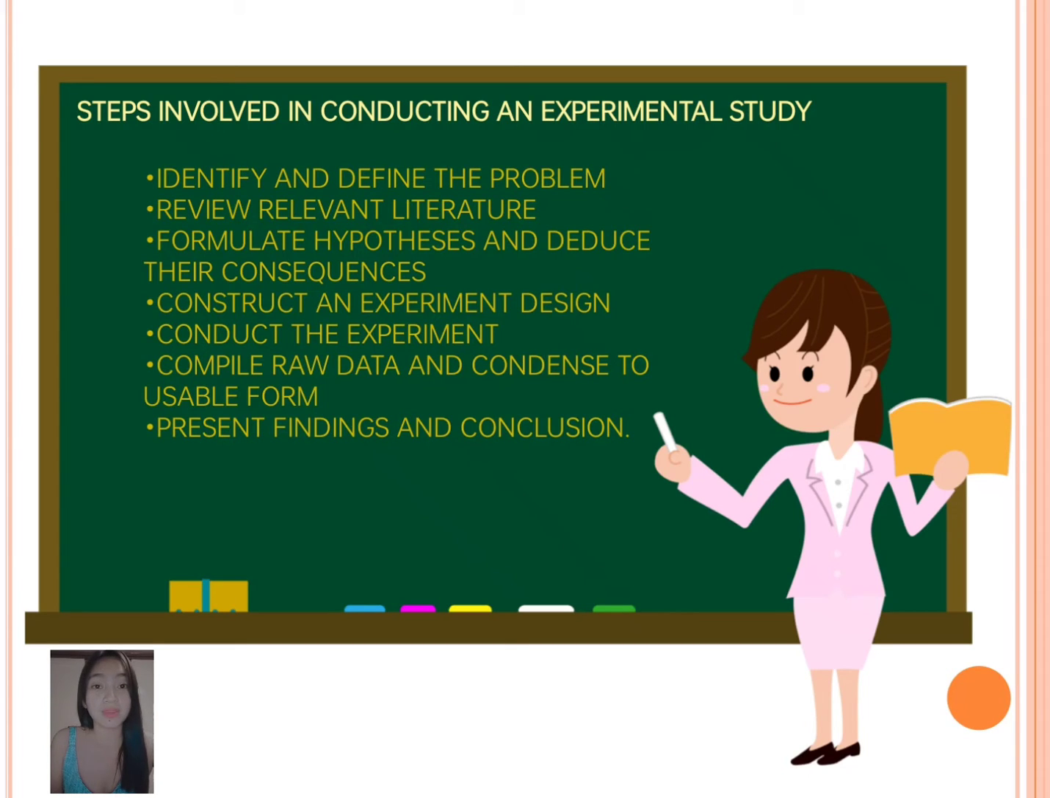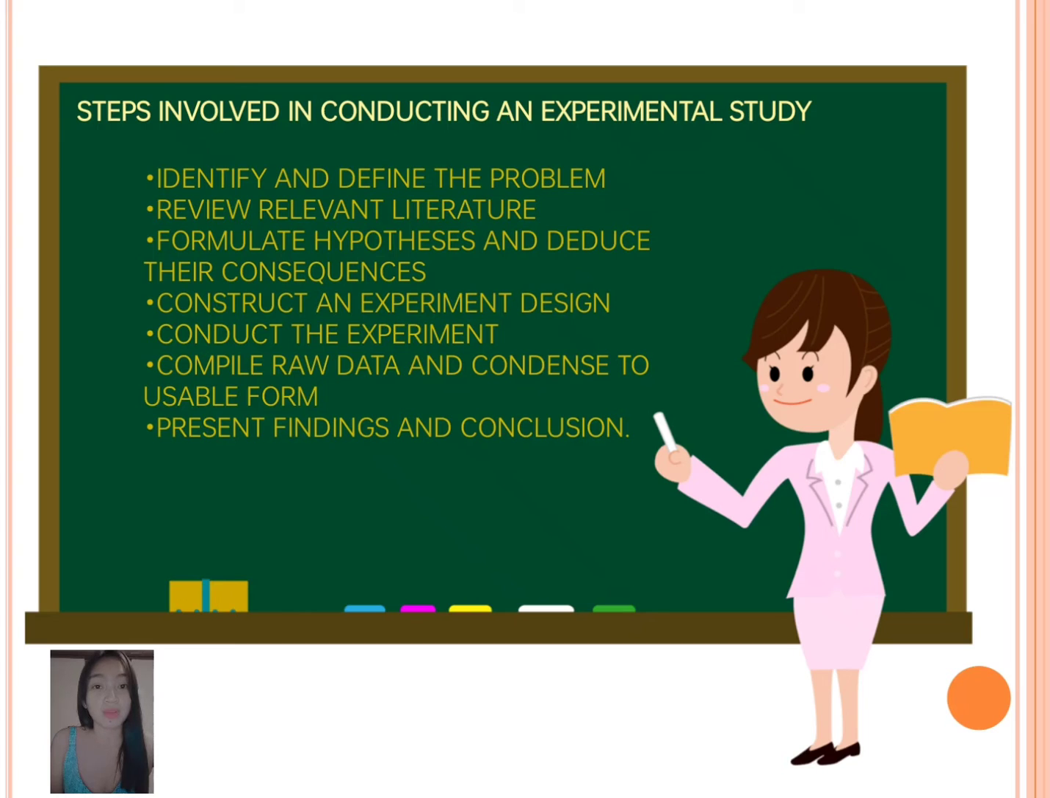Now let's proceed to the steps involved in conducting an experimental study. First, identify and define the problem. Next is review relevant literature. Formulate hypotheses and deduce their consequence. Construct an experimental design. Conduct experiment. Compile raw data and condense to usable form. And for the last, present findings and conclusion.